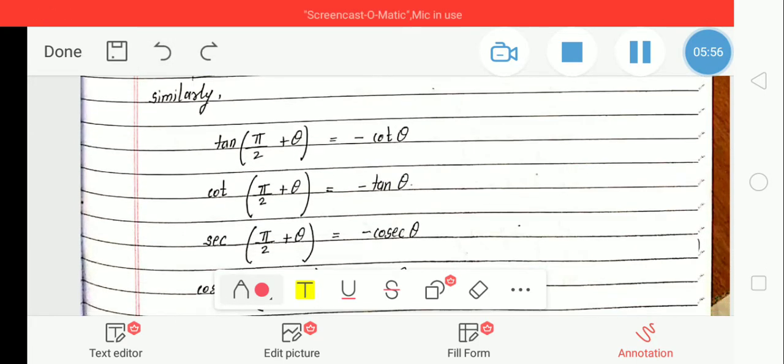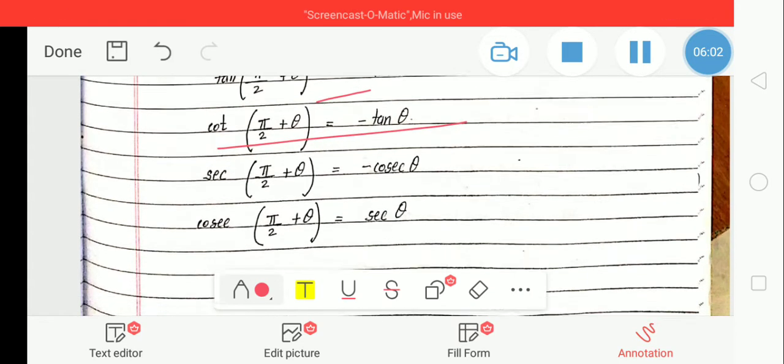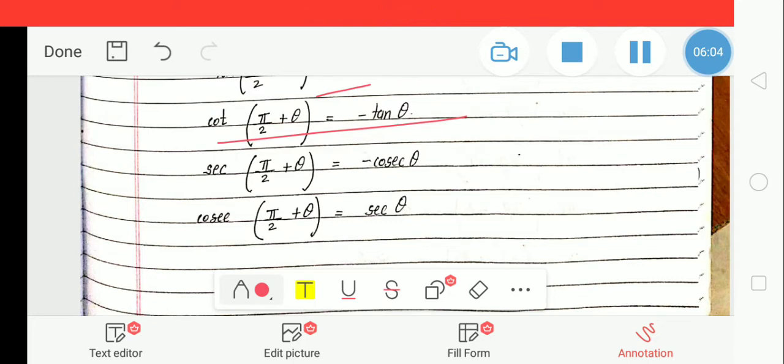Now similarly, tan of pi by 2 plus theta is equal to minus cot theta. Cot of pi by 2 plus theta is equal to minus tan theta. Sec of pi by 2 plus theta is equal to minus cosec theta. Cosec of pi by 2 plus theta is equal to sec theta.